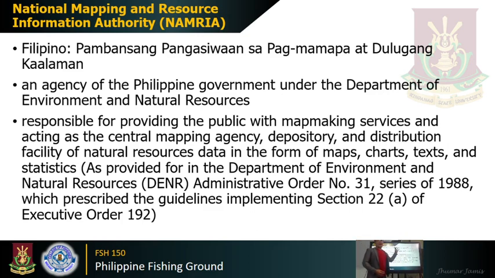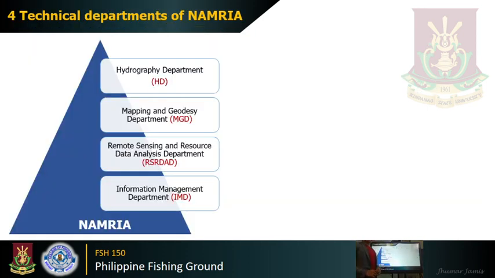Okay, so NAMRIA. What are the offices or functions of this NAMRIA? NAMRIA is basically divided into 4 technical departments. You can see here, first is the Hydrography Department, another is the Mapping and Geodesy Department, the third is the Remote Sensing and Resource Data Analysis Department, and the fourth is the Information Management Department.